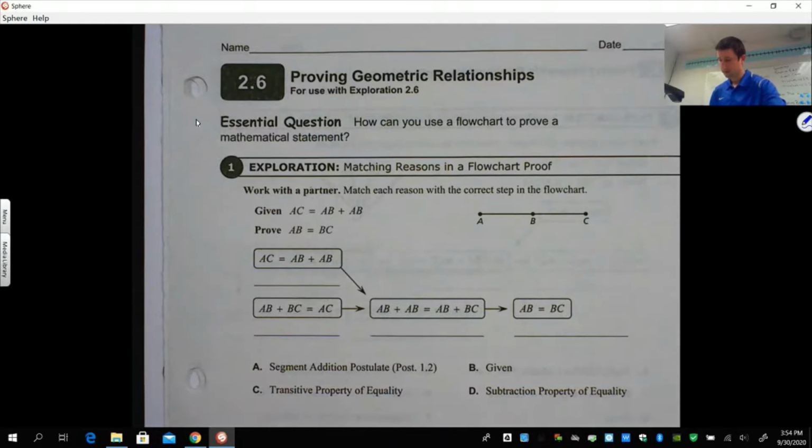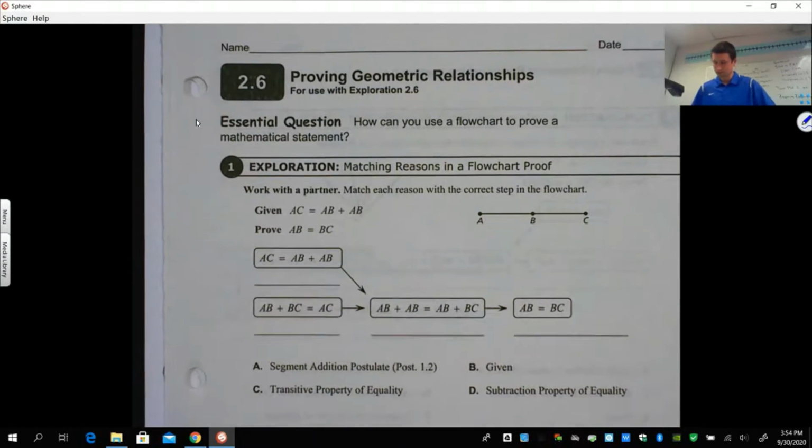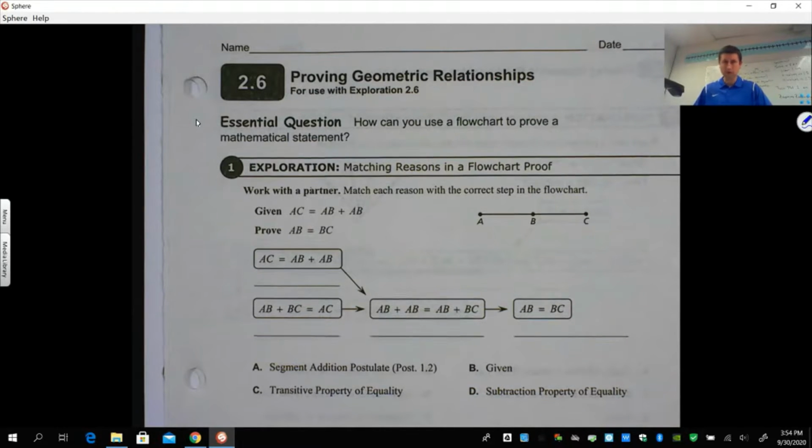Hello, Geometry. We have reached the end of Chapter 2 here, and this is the granddaddy of them all. These are proving geometric relationships. We just covered two-column proofs. This last lesson covers in two other forms a lot of angle relationships. That's the most important thing out of this one, some of the angle relationships that we're going to work on. But these are flowchart proofs and also paragraph proofs.